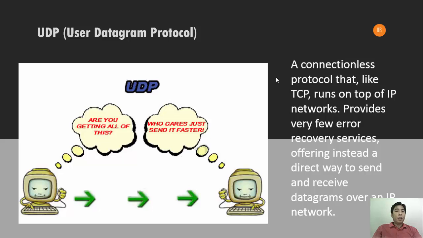TCP and UDP each have their place. In fact, some applications use a combination of the two. For example, a lot of online multiplayer games use TCP for data transfer and UDP for things like client heartbeat or to send opponent position updates.